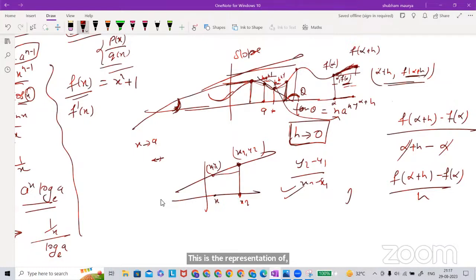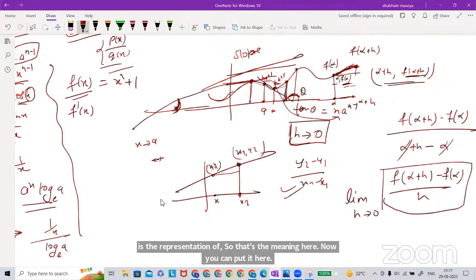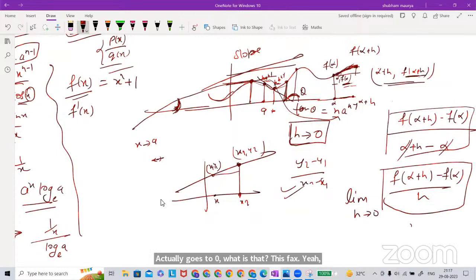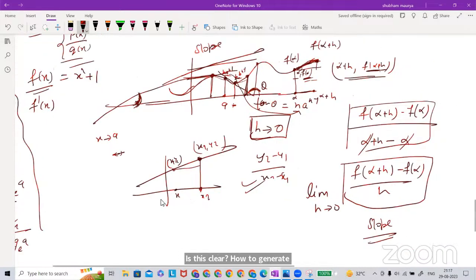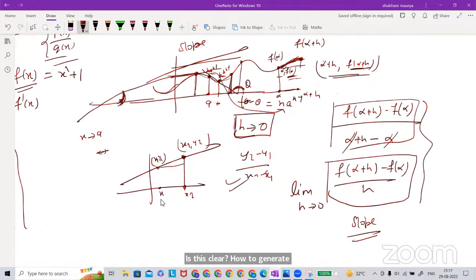Now you can put it here, h goes to 0. What is this fraction? That is the slope here. Is this clear, how to generate it, and what the meaning of the derivative is? Is this clear? Yes, sir. Okay, this is the slope meaning.